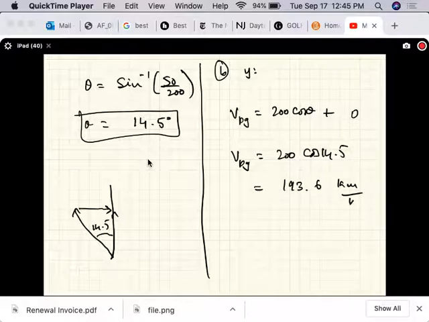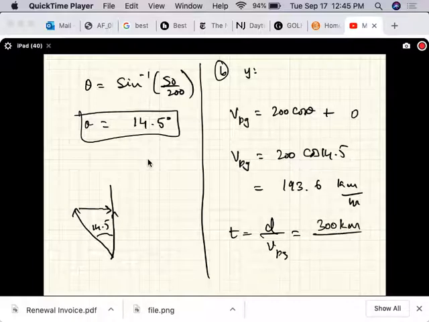which is 193.6 kilometers per hour, and time is distance over speed. So you're heading 300 kilometers north at 193.6 kilometers per hour.